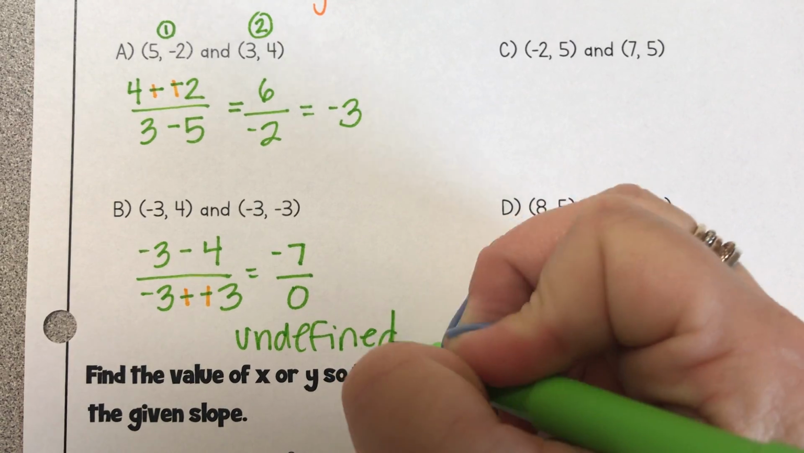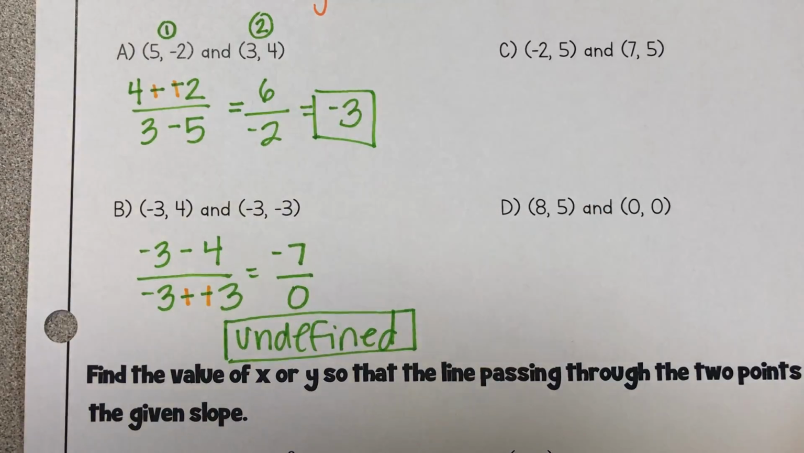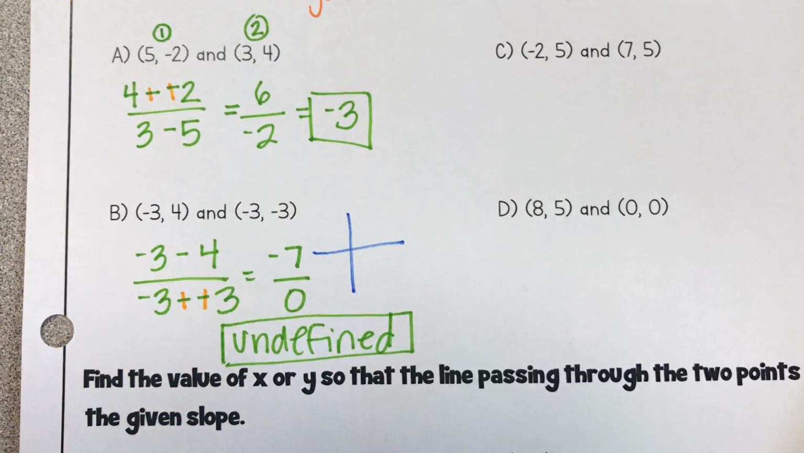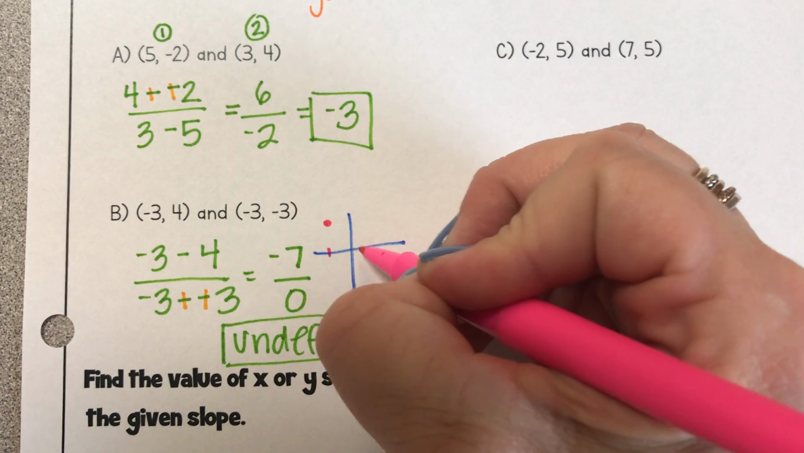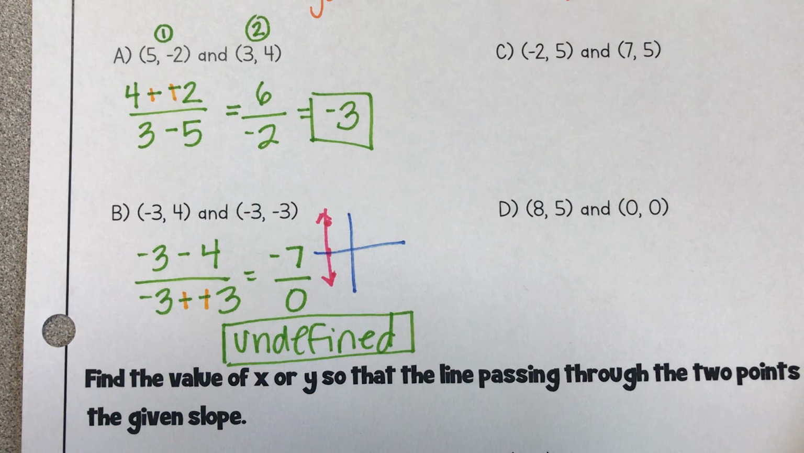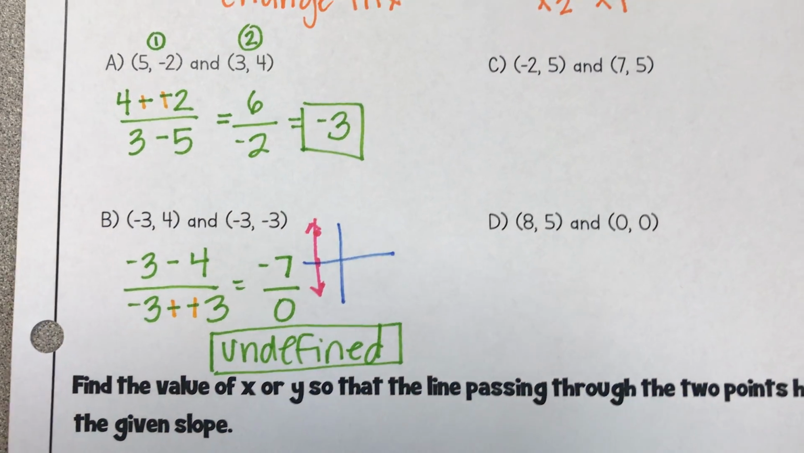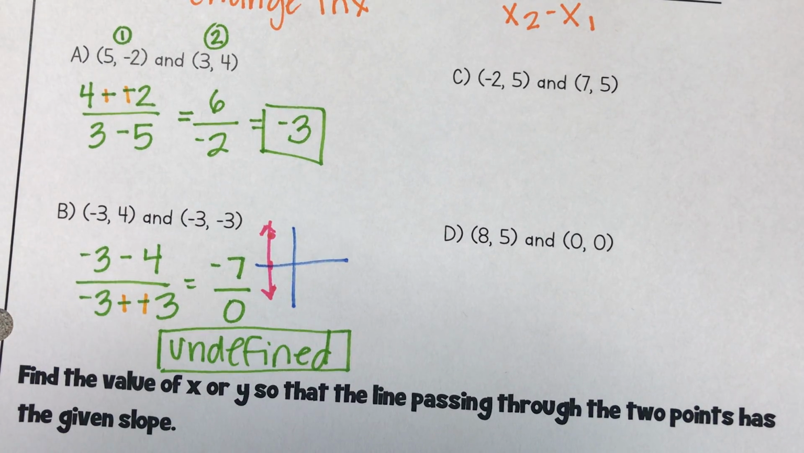It's undefined, right? If we were to draw a little mini graph and I were to graph these 2 points for you, you have the point -3, 4, and -3, -3, and it made a vertical line. Okay, why don't you guys try these two on your own, and then you can unpause it and come back and we'll double check these two.